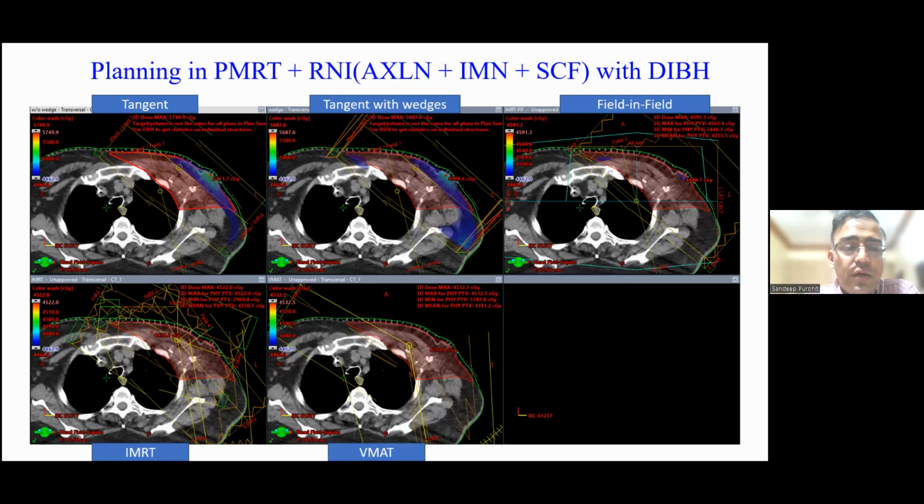This is the hotspot again, showing more towards the skin surface in the tangential arm. It is more distributed when used with wedges, and it is less in the field in field, and then there are no hotspots in the IMRT and VMAT arm.